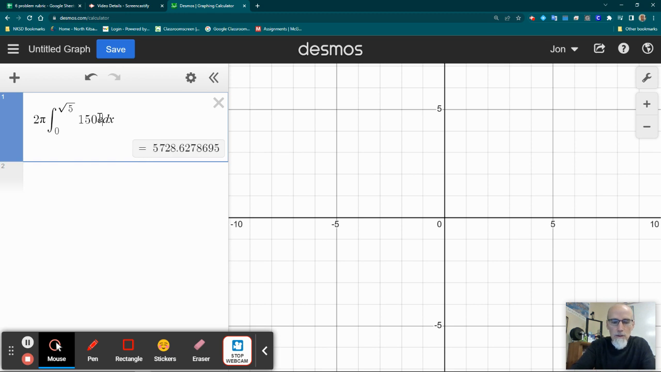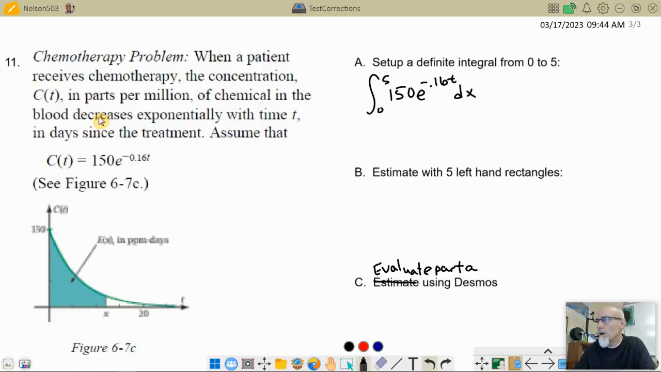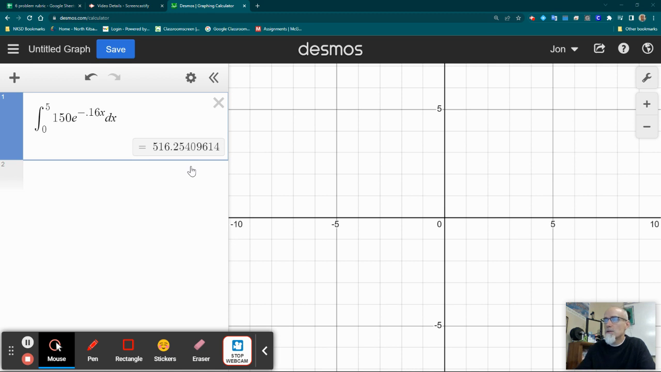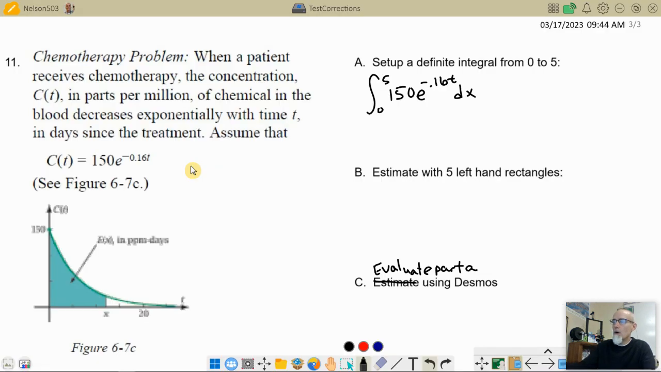So let's jump over to Desmos real quick, and we're going to change it to 150 e to the 0.16, was it? x? Let me see if that's what it was. Let me switch back over here. 0.16 negative up there, right? So I need a negative, not 1.5. I want negative, and I want that to be a 6. And I don't want a 2 pi out front. I want this to be 5, not square root of 5. And my answer comes out to be 516.254. Always take it to 2 decimal places.